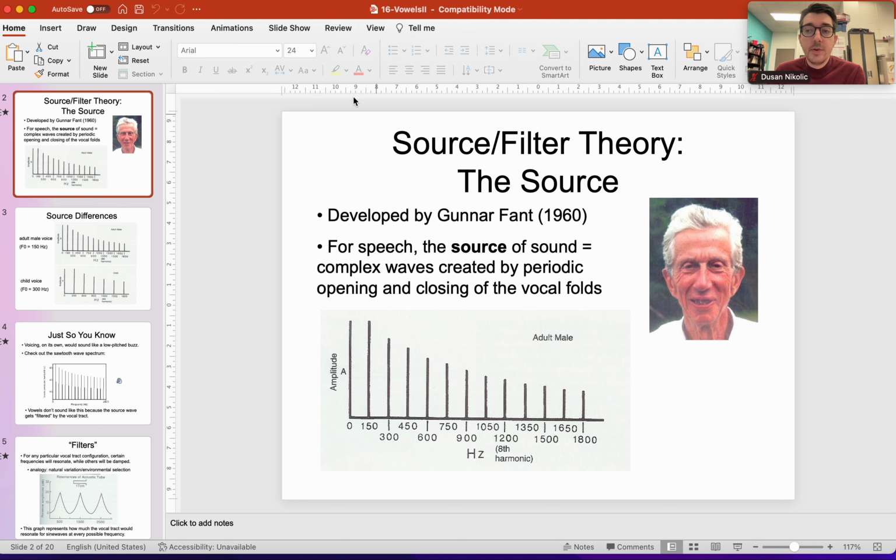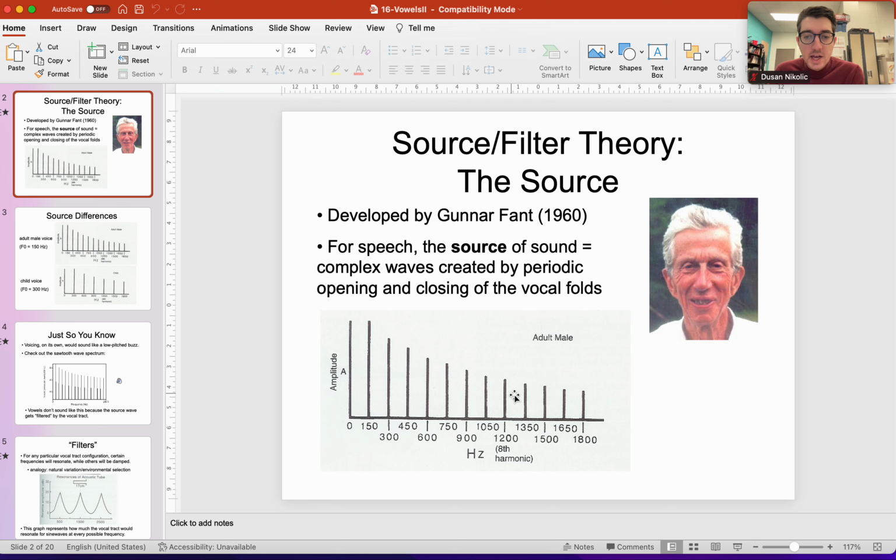The source filter theory was developed by Gunnar Fant, who was a Swedish phonetician back in the 1960s. He said that there is a source that creates these complex waves by periodic opening and closing of the vocal folds, and there is a filter, which is our vocal tract, that shapes these into certain vowels. So these are shaped by the resonant properties of our vocal tract.